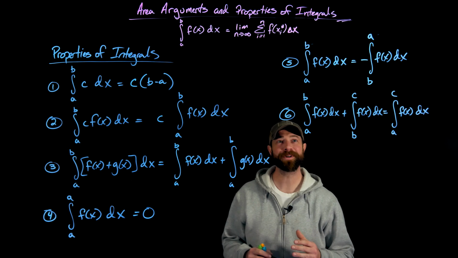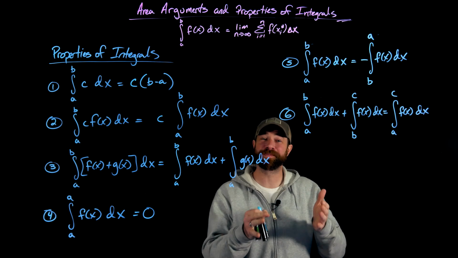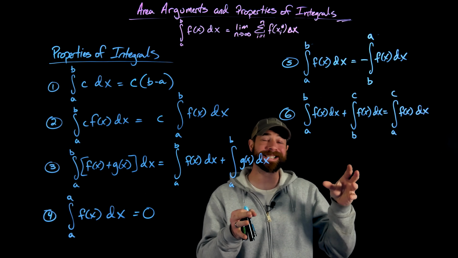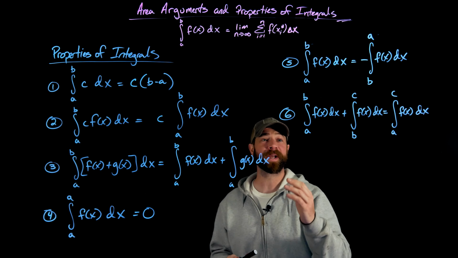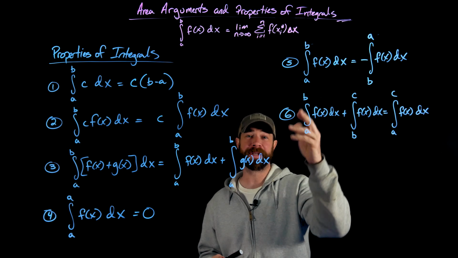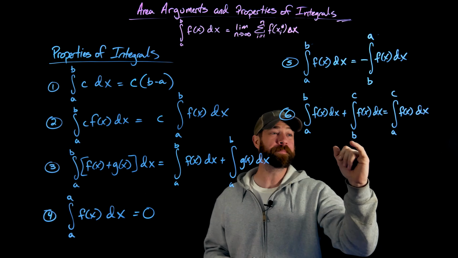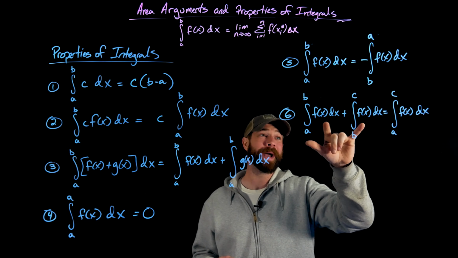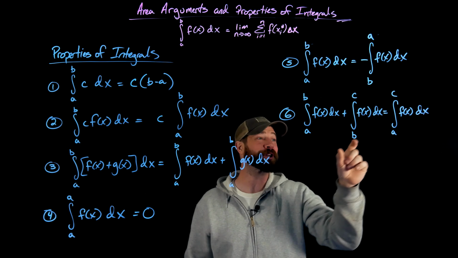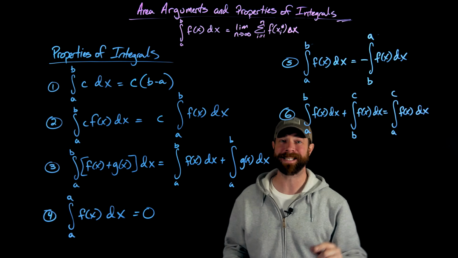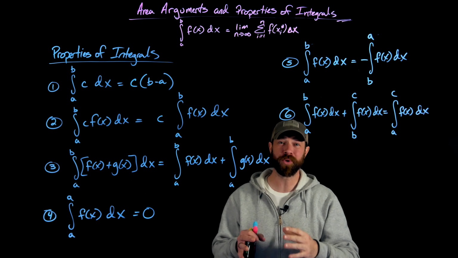All right, and for number 6, what we get is the addition of two different integrals equals this last definite integral. In this case, if you integrate from a to b on a function, and then from b to c, when you add those integrals together, you're going to get the integral from a to c. And the proof of this is pretty straightforward.